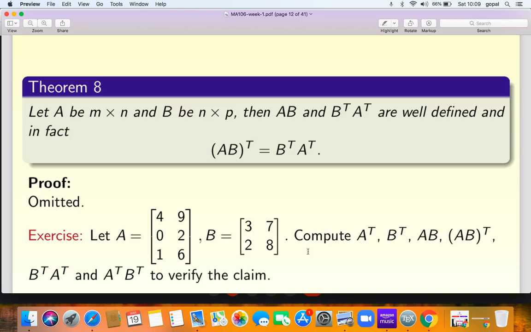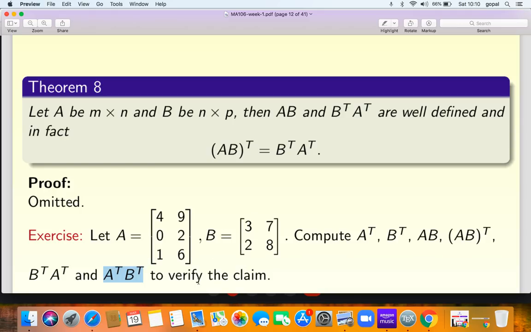So here in this exercise, there is a little trap for you. Compute A transpose, B transpose, compute AB. Can you multiply AB? Yes. First row, first column, R1C1, R1C2, R2C1, R2C2, R3C1, R3C2. AB can be calculated.